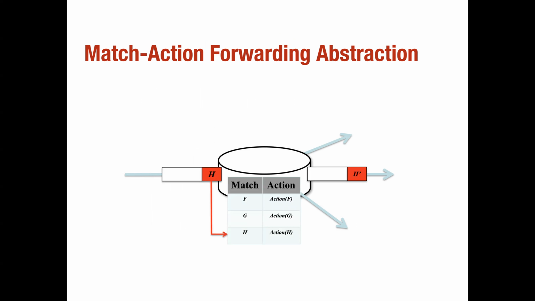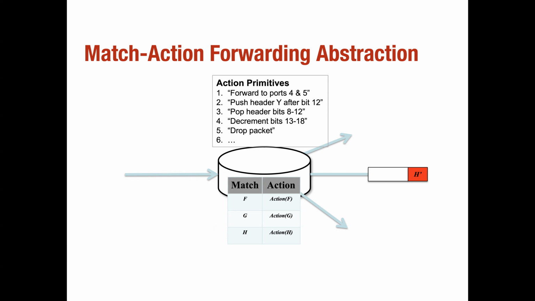It is possible that those action primitives can be that you forward to a set of ports, you push a header after bit 12, you pop the header between bits 8 to 12, decrement bits 13 to 12, or drop packets. So these are all the wide range of actions that are possible once there is a match. And this is something that you can specify in the match action table in the data plane using OpenFlow.